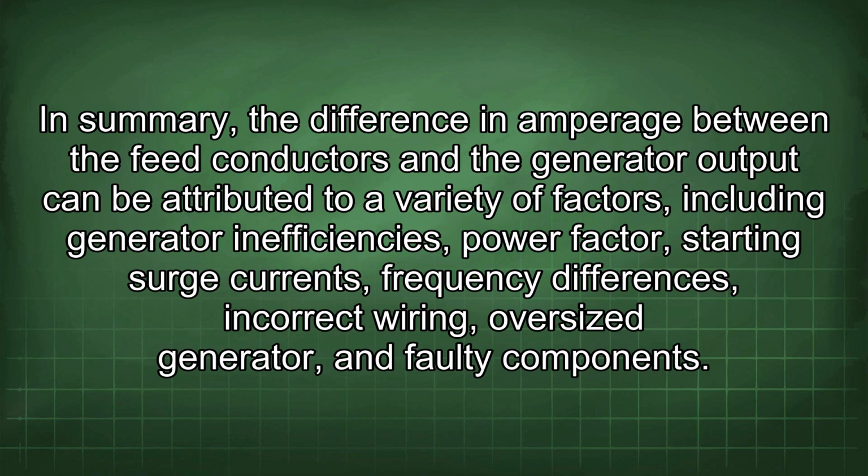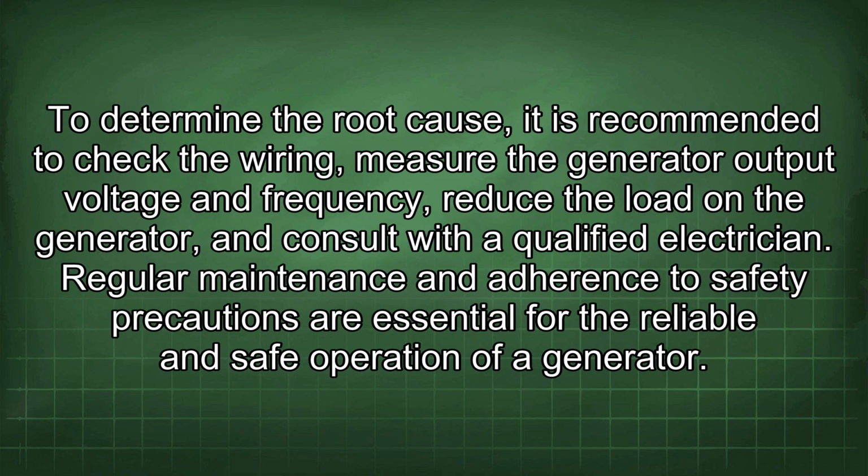In summary, the difference in amperage between the feed conductors and the generator output can be attributed to a variety of factors, including generator inefficiencies, power factor, starting surge currents, frequency differences, incorrect wiring, oversized generator, and faulty components. To determine the root cause, it is recommended to check the wiring, measure the generator output voltage and frequency, reduce the load on the generator, and consult with a qualified electrician.